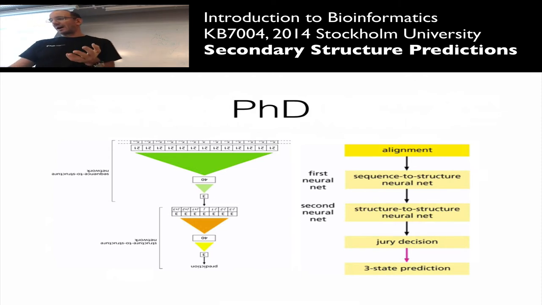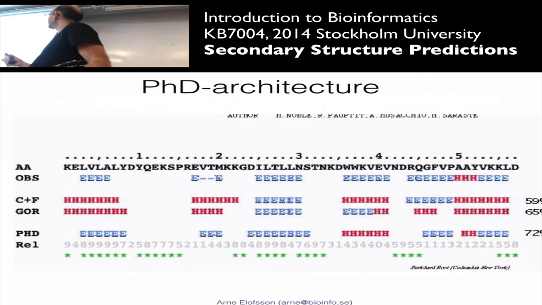So the difference is that you actually get much nicer predictions. This is one example, not the same as before. You have the observation with sheets and short hits in between. And you see that the PHD method actually goes completely wrong, because it predicts helix here in the beginning. And here also helix, but here it's quite good. Here it's completely wrong, and you see that the sheet is kind of mixed with the helix, and you have a sheet here, so it's about 59-65% correct.